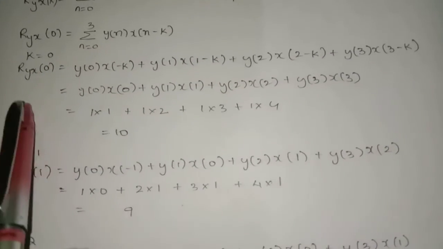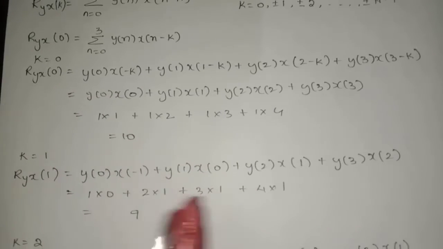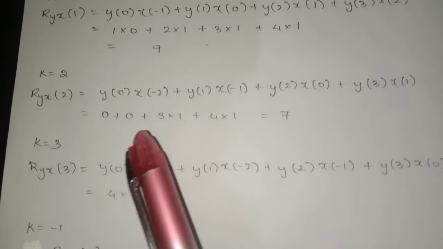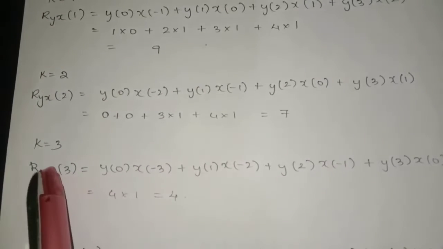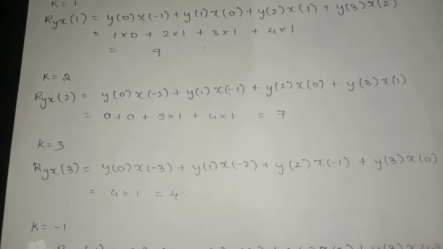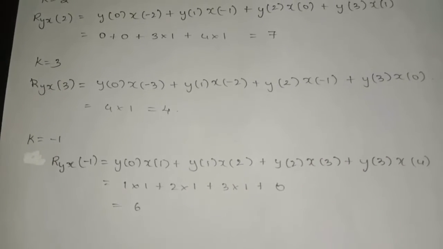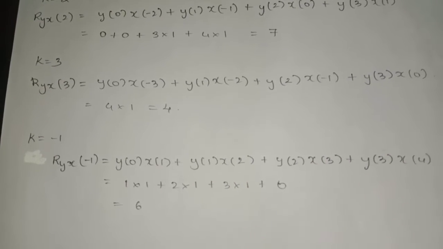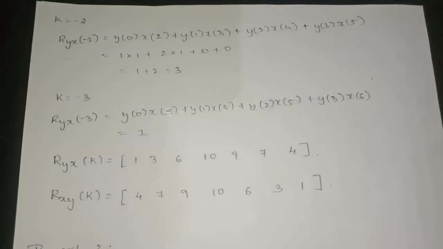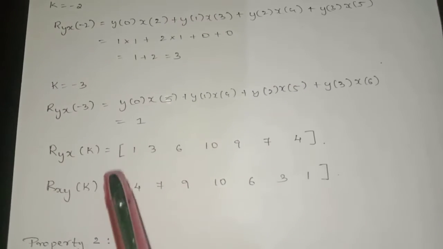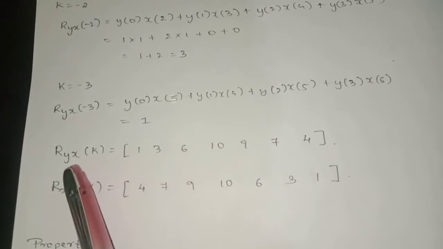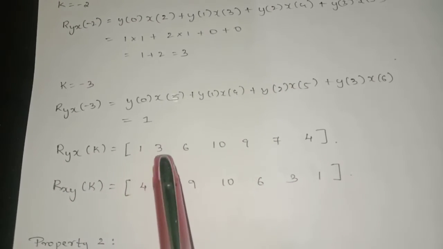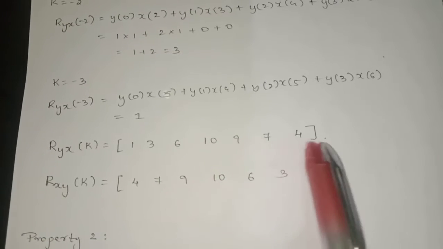So the Ryx of 0 will be 10, then the Ryx of 1 will be 9, Ryx of 2 will be 7, then for k equals 3, Ryx of 3 will be 4. Then when k is equal to minus 1, it will be 6. So similarly, this is the sequence we are obtaining for the cross correlation of y and x, that is 1 3 6 10 9 7 4.